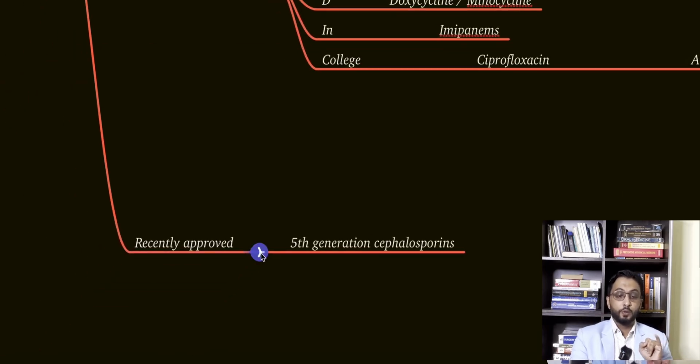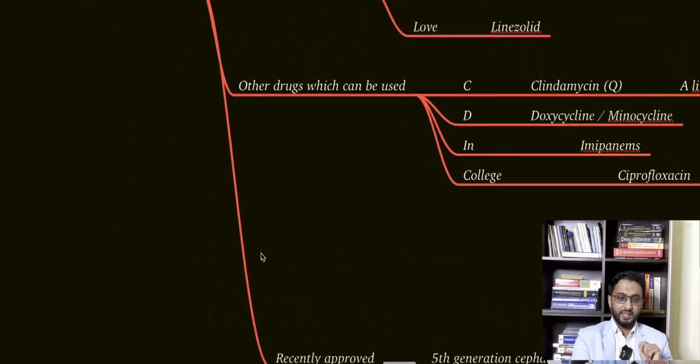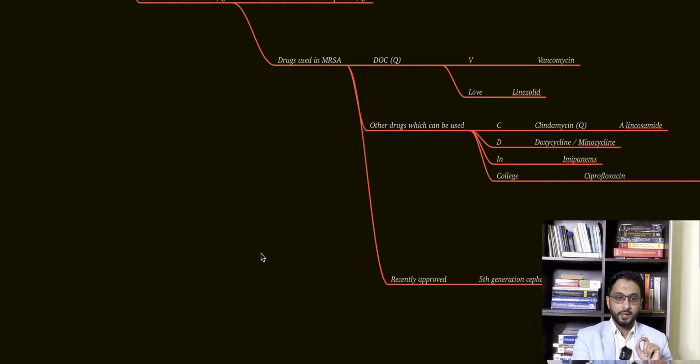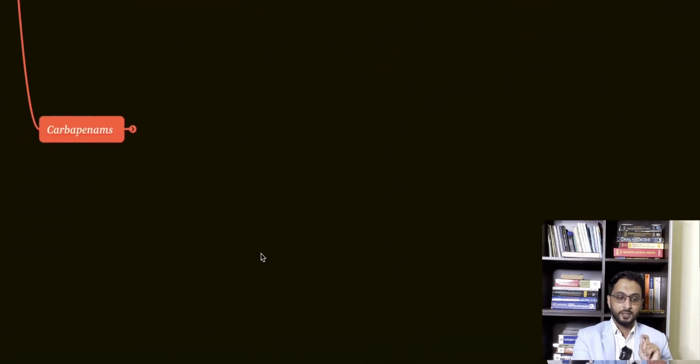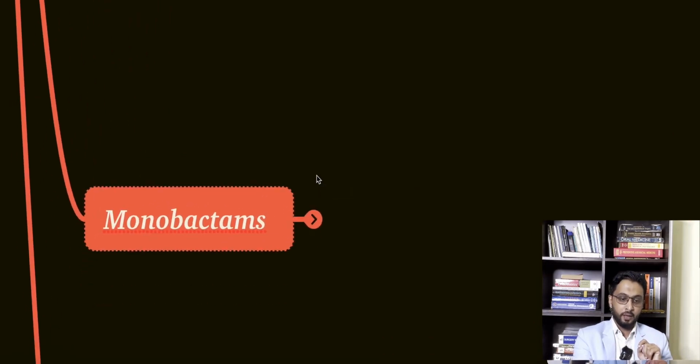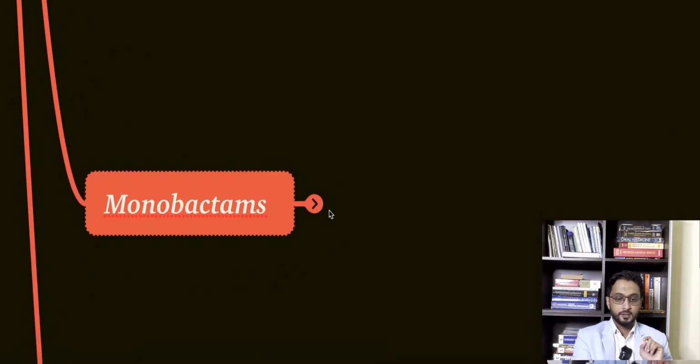Now, very recently approved, which we are going to come to, is the 5th generation cephalosporin. There are different generations of cephalosporin. We are going to study that, and I'm going to give the names also. But for the time being, just note the 5th generation, which is against MRSA. So just quickly review. Stop the lecture, review your lecture notes. Let's go to the next one. Otherwise, it will just become like a sambar. It will just become problematic.